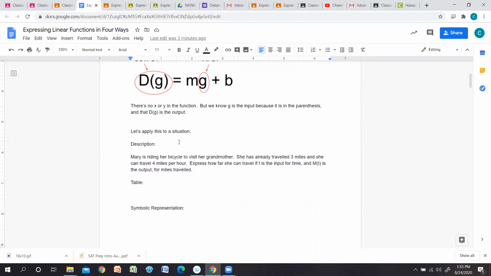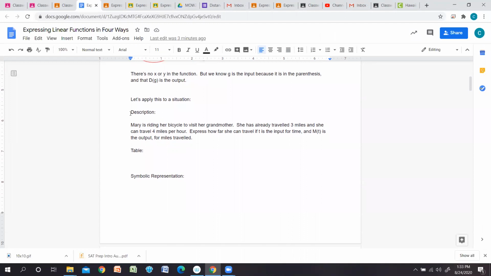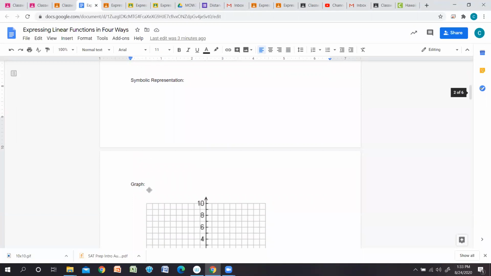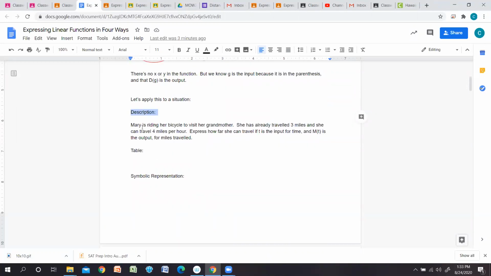So let's go through this first example. Let's go through this together. So the description of the situation is here. And you're going to express it as a table, symbolic representation, that's our function notation, and a graph. So let's read the description. Mary is riding her bike to visit her grandmother. She has already traveled 3 miles, and she can travel 4 miles per hour.